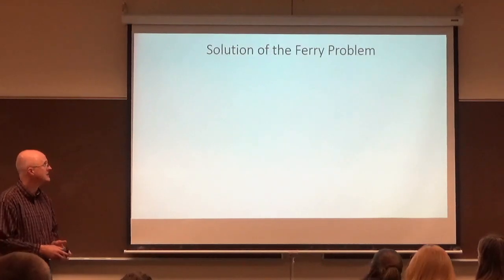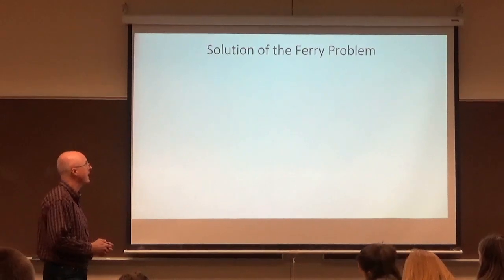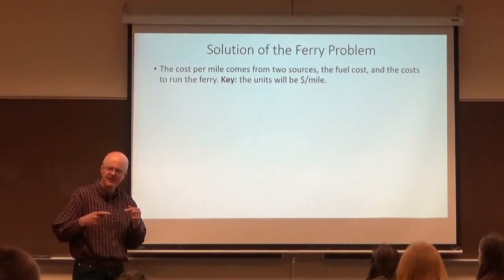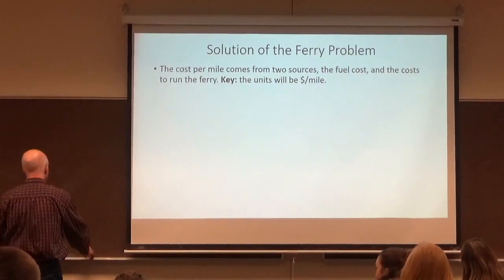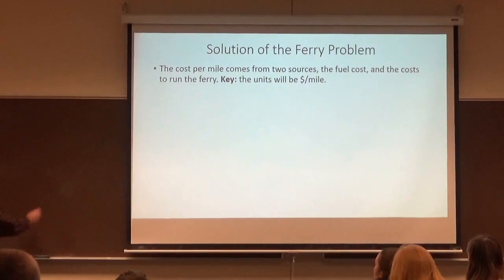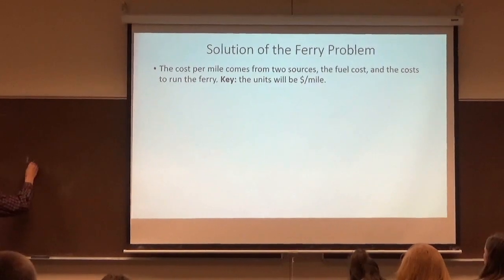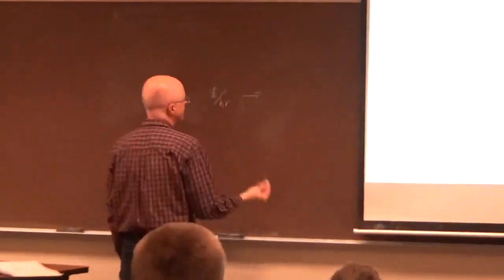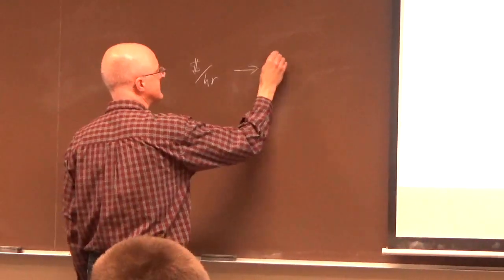All right, so how do we actually do this? Solution of the ferry problem. We've got to think in terms of units. That's the best way to try to come up with a formula for the function you want to minimize. The sources were giving us costs in dollars per hour, but we want to translate that, transform that to cost in dollars per mile.